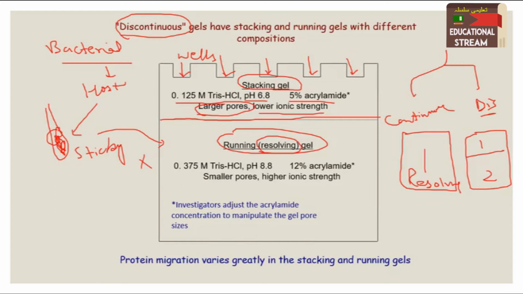So now we will see the composition of the running gel or resolving gel. What is the purpose of the resolving gel? As its name shows, the resolving gel has to resolve or separate the proteins which are present in the sample. For that purpose we are using high ionic strength. As you can see, the concentration of the buffer is 0.375 molar. It is not the standard one.